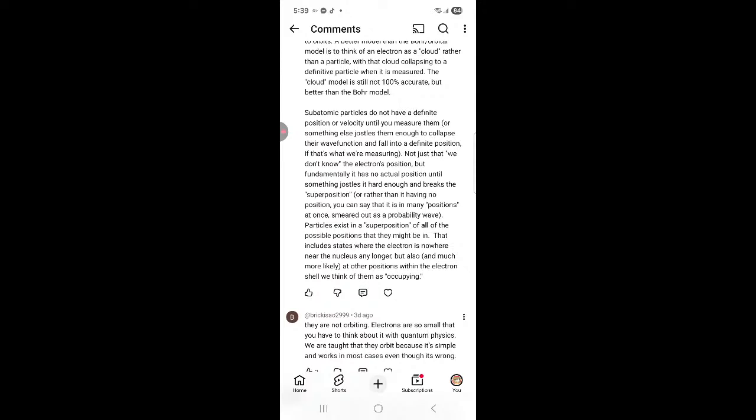Fractions of a nanosecond ago, they were in the other positions. That's not possible positions where they might be. They have been there. They physically were there. That's not where they might be. That's where they have been. Where they did do the traveling and be there.